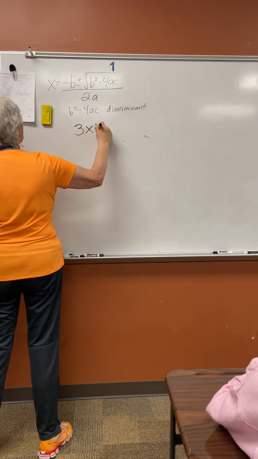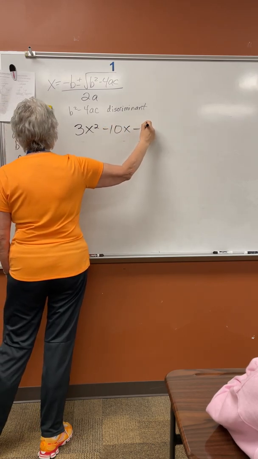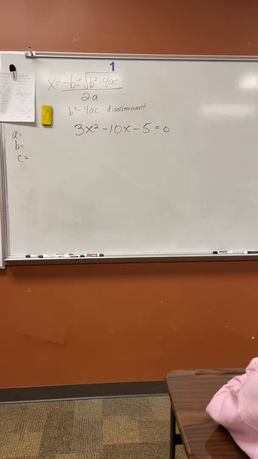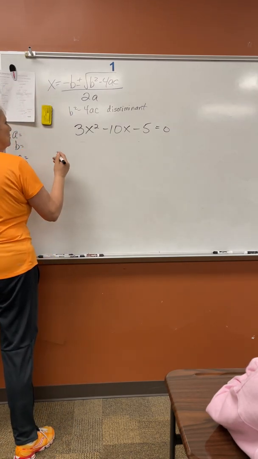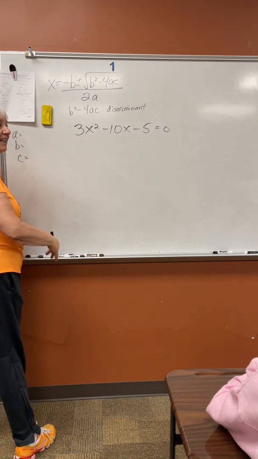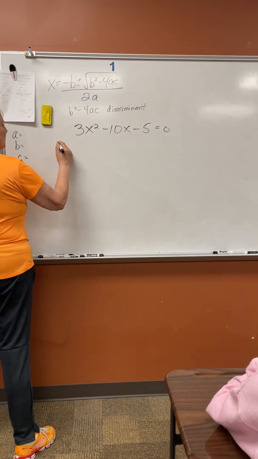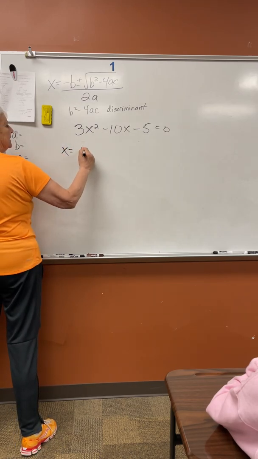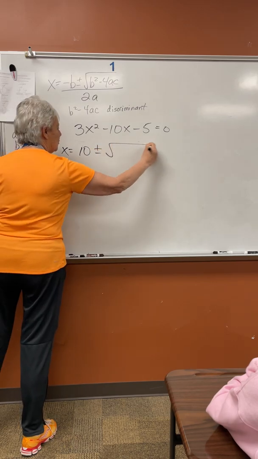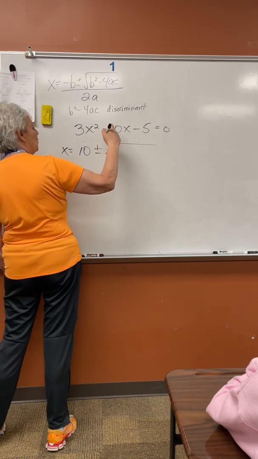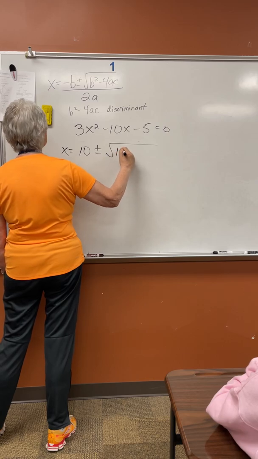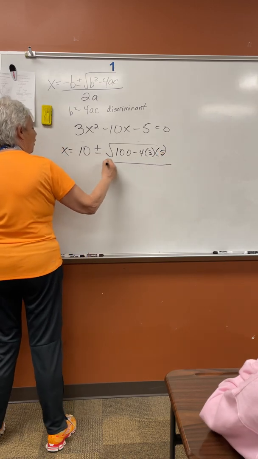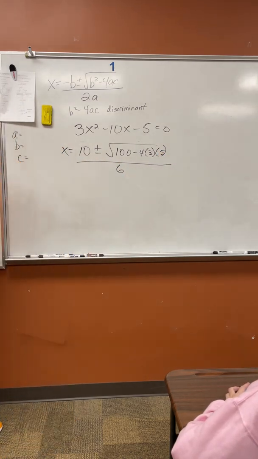Here's the one I wanted to give you. Not factorable. If it's not factorable, this is your only way to go. Can't do it by square roots. I didn't teach you the fourth way, so let's use it. X equals the opposite of b plus or minus the square root of b squared minus 4ac, all over 2a. Yeah?